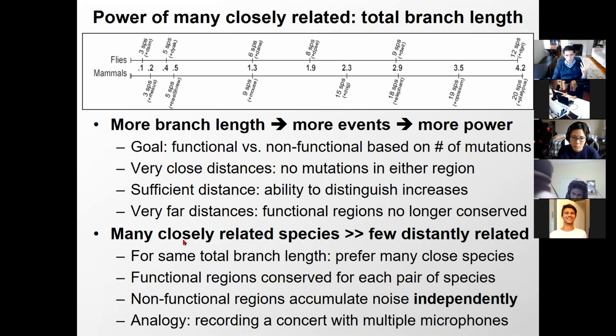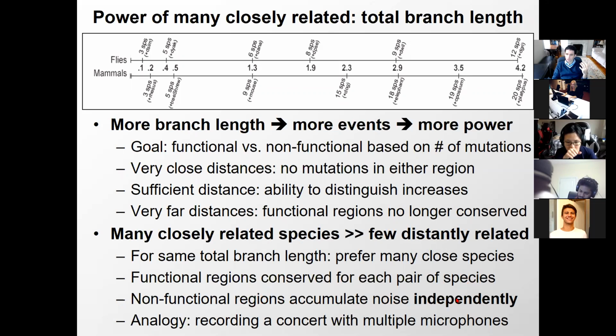So the solution that we often take in comparative genomics is to compare many closely related species. And that's much more powerful than few distantly related species. Namely, for the same total branch length, we prefer many close species because the functional regions are conserved for each pair of species. They haven't had enough time for any pairwise evolutionary comparison to accumulate enough new environmental adaptation. Basically, the environment hasn't changed that much in short evolutionary distances. And therefore, the pairwise conservation will still be high, but the non-functional regions will accumulate noise independently.